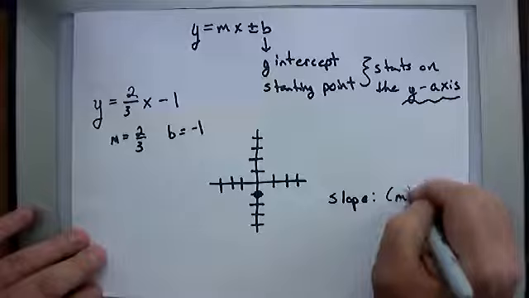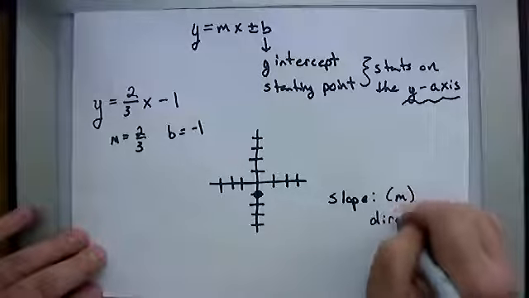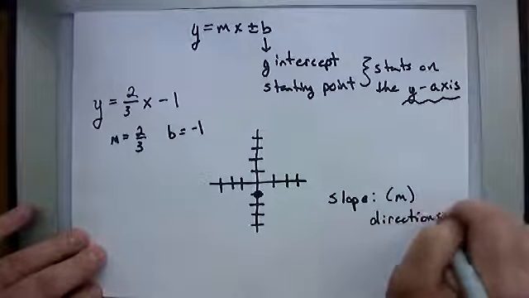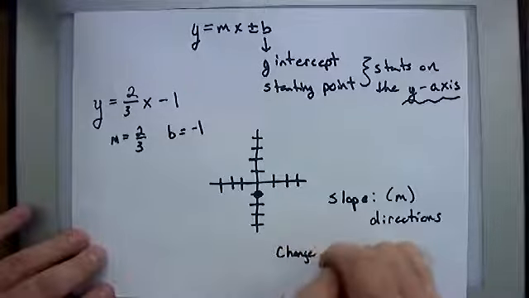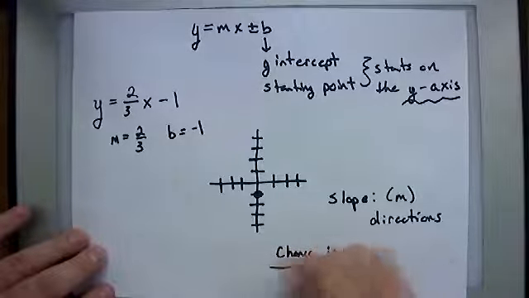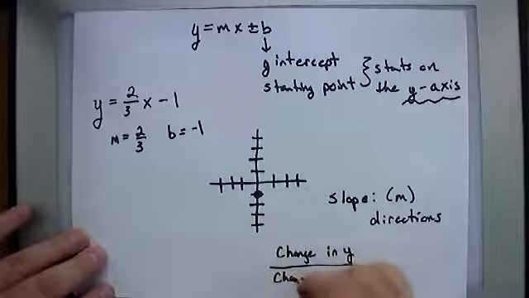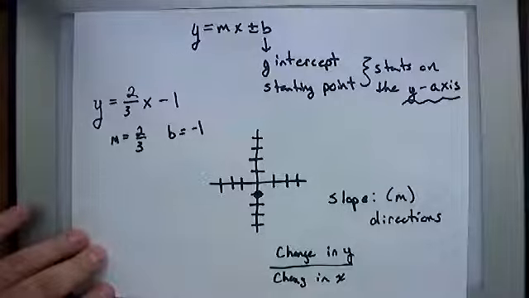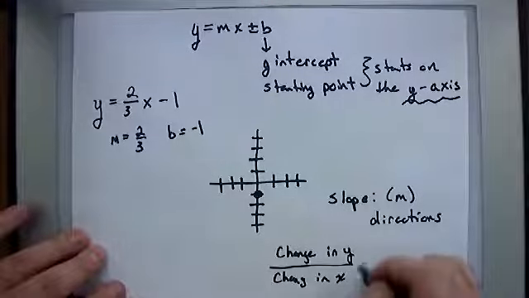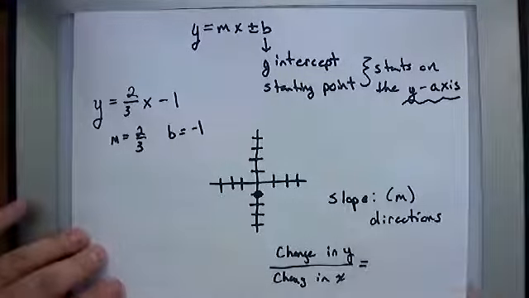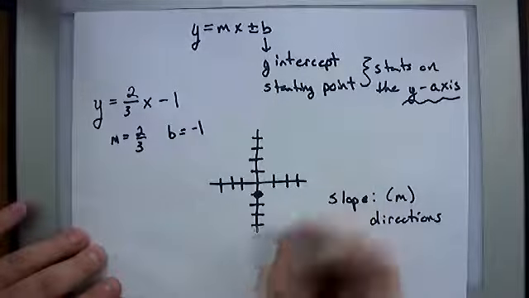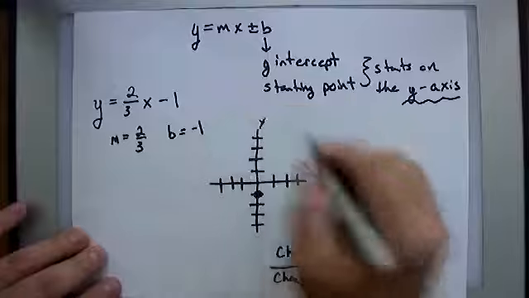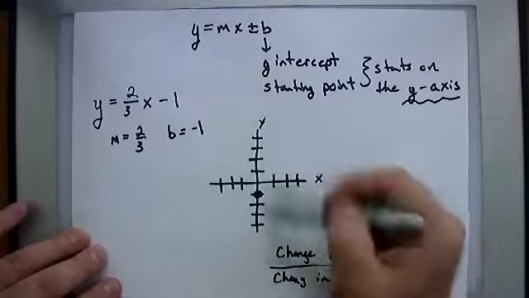The slope is the M, and it is the directions. And the way the slope is interpreted is the change in Y over the change in X. That is the official definition of the slope. Now, think about what that means. Which direction does the Y go? Up and down, yeah? The Y-axis, right? We're talking about the Y-axis and the X-axis. The Y's go up and down.